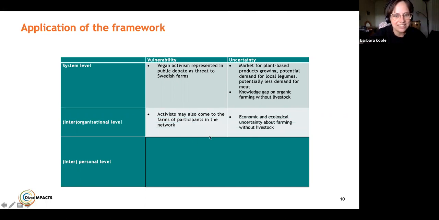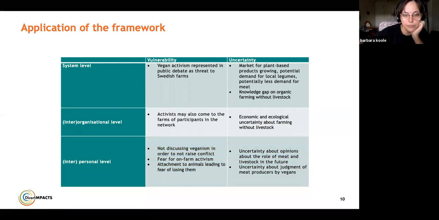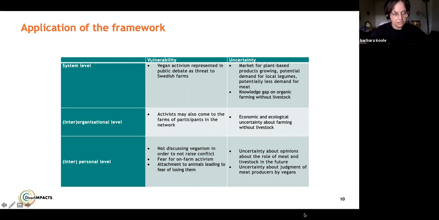level, vulnerability is that activists may, which was also frequently mentioned in the interviews, come to the farms of participants in the network. So this is a fear that was present on a business organizational level, and also an economic as well as ecological uncertainty about potentially in the future farming without livestock. So is this actually economically viable? Can I survive economically with my farm? As well as how do I farm ecologically if I don't have livestock and I don't want to use, for example, chemical fertilizer.